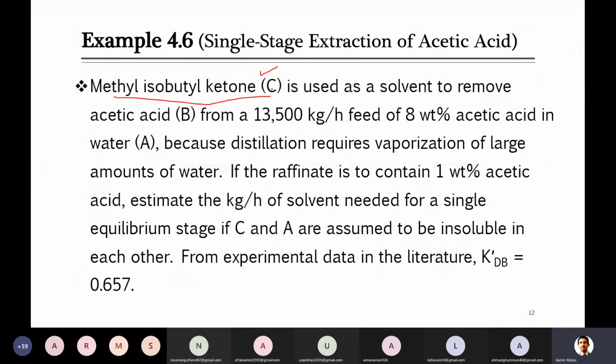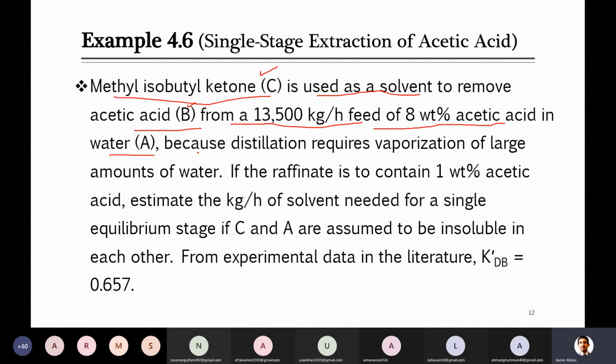This is the externally introduced solvent. He has mentioned it with the same terminology C, which we were using in the last discussion, as a solvent to remove acetic acid. We have to remove acetic acid, which is component B, the solute, from a feed which has a flow rate of 13,500 kg per hour, and of that feed 8% is acetic acid. That means 8% of this 13,500 is acetic acid, and the rest is water, because he mentioned removing this from a feed of 8% acetic acid in water.